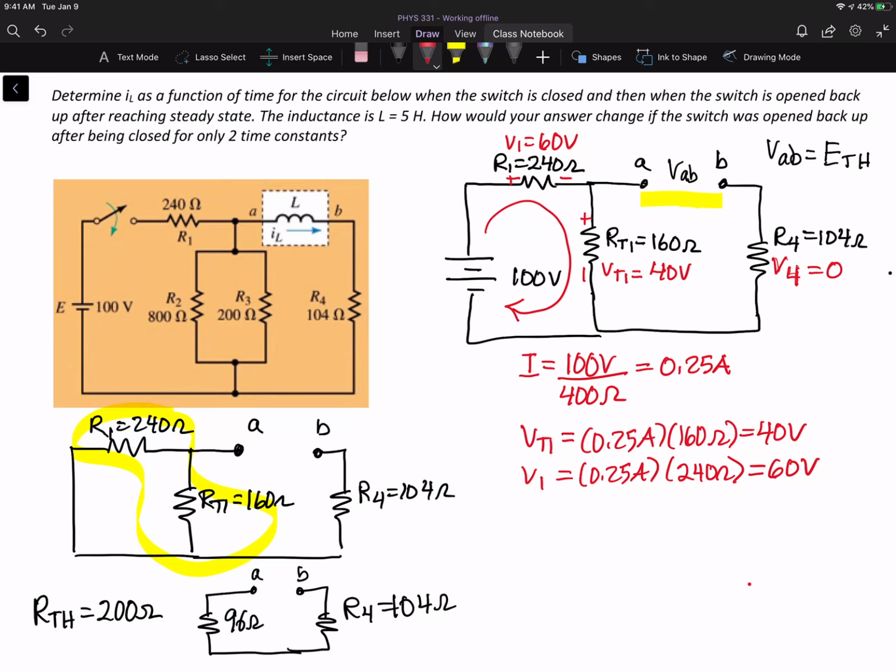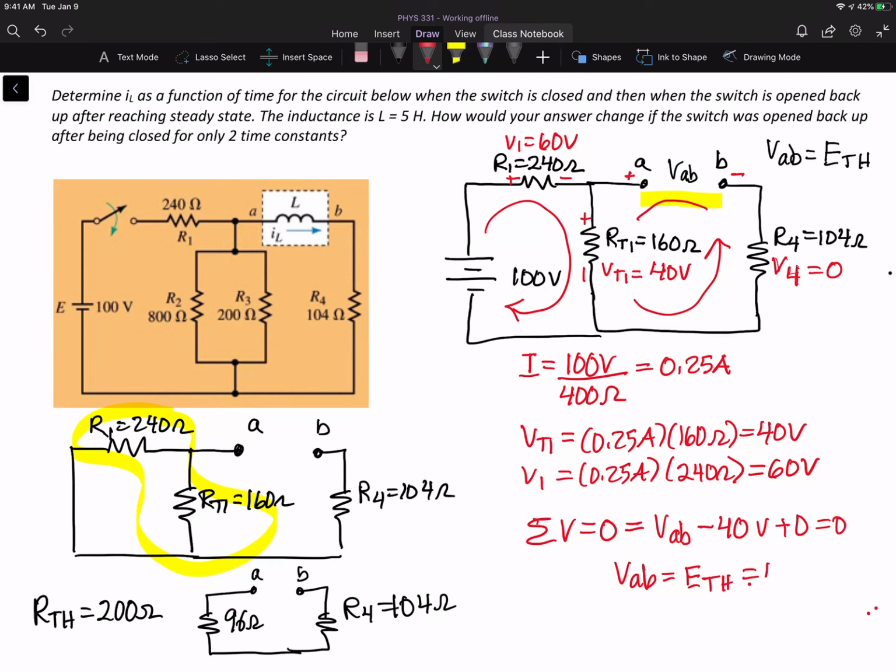Now I'm interested in knowing what is the voltage across AB, so I'm going to go ahead and label those polarities across AB. And now if I go around this loop, the sum of the voltages has to add up to 0. I can start and go across AB, and I have a voltage VAB. And then as I go across the 160 ohm resistor, it's a drop of 40. And as I go across R4, it's 0. It has to equal 0, so VAB, which is our Thevenin equivalent voltage, is equal to 40 volts.